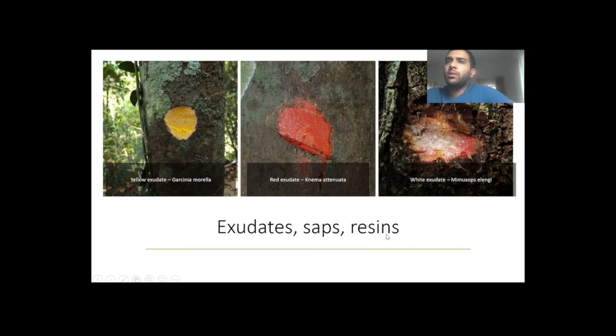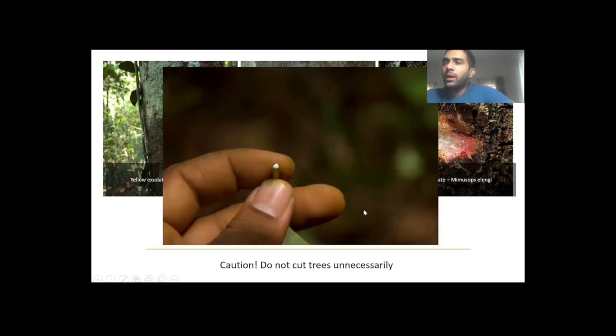Saps and resins are all basically some sort of exudate, a liquid which comes out of a plant injury. But be careful, you don't really have to cut trees like this. This was done out of some botanical interest, but I really do not recommend you cutting trees around your area. It can scar the trees, it can injure the trees.